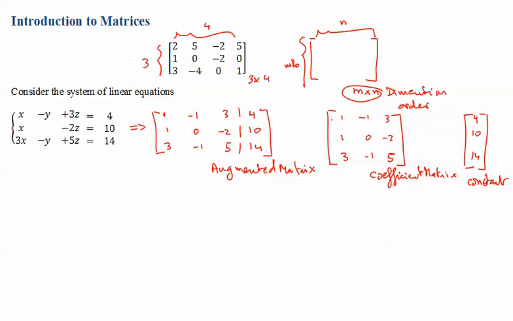And again, this coefficient matrix is a square matrix. Why is it square? Because it is 3 by 3. So it's a 3 by 3 matrix, and this constant matrix is 3 by 1, and this augmented matrix is 3 by 4. So it's very important to know the dimension of the matrices. Why are these matrices important? They help us solve a system of equations easily.